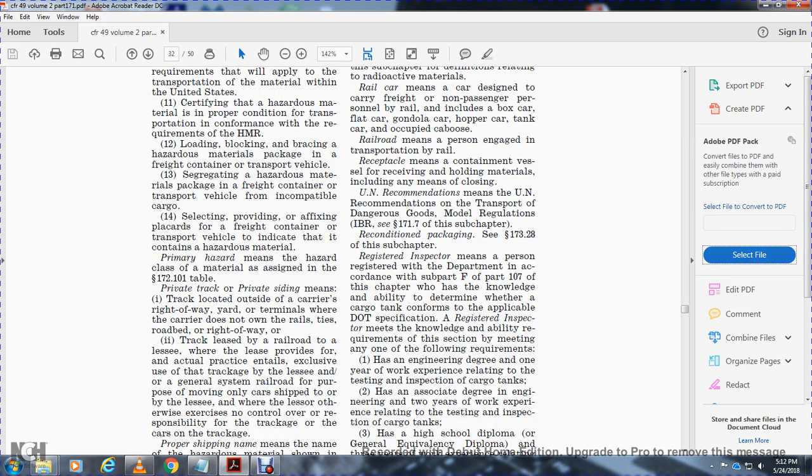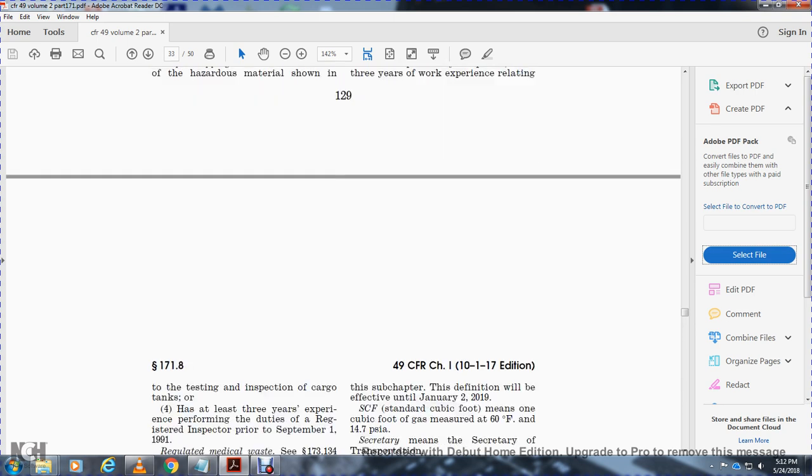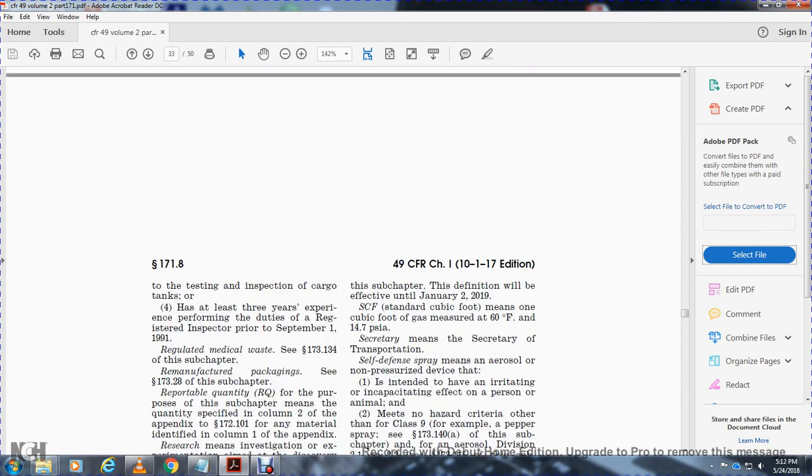Has an associate's degree in engineering with 2 years of work experience related to the testing inspection with the cargo tanks. Has a high school diploma or general equivalency diploma and 3 years of work experience relating to the testing inspection with the cargo tanks. Has at least 3 years experience performing a duty for the registered inspector prior to September 1st, 1991.